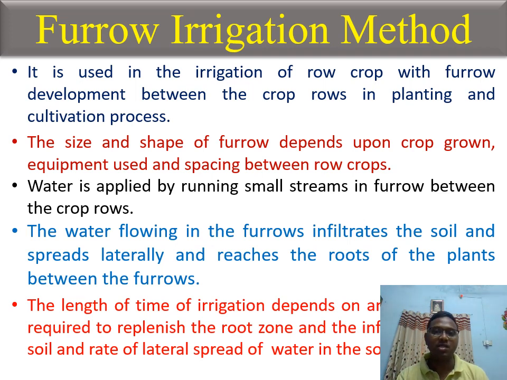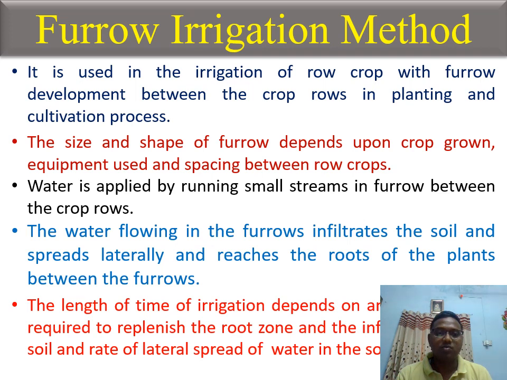It is used in the irrigation of row crops, with furrows developed between the crop rows in the planting and cultivation process. The size and shape of the furrow depend upon which type of crop is grown, what type of equipment we are using to make these furrows, and what is the spacing between the row crops. So it depends upon what type of crop you are taking, and on the basis of that, the spacing will vary.